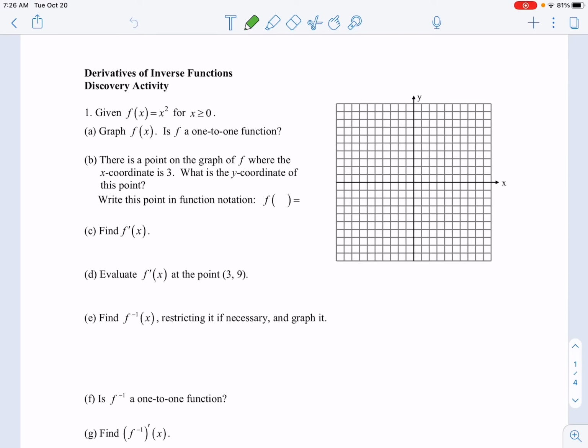Good morning. We're talking today about the derivatives of inverse functions. We're going to work through this first example to see if we can discover how the derivative of a function and the derivative of its inverse function are related.